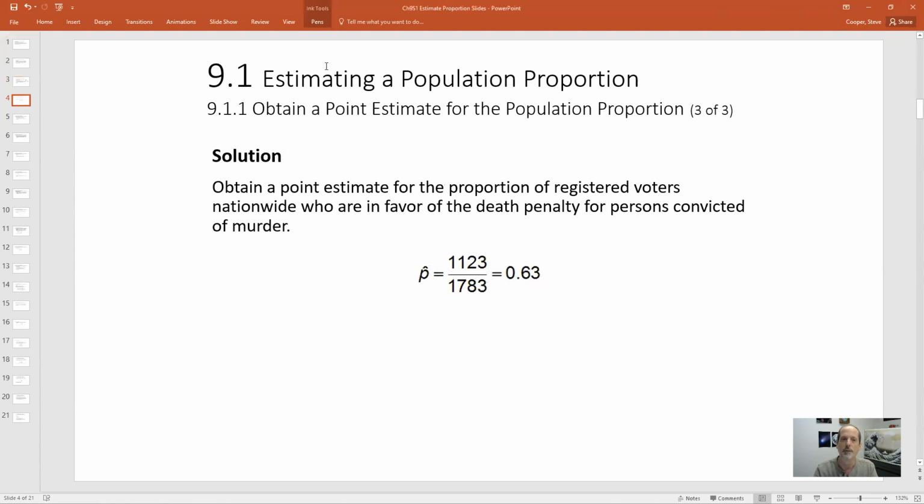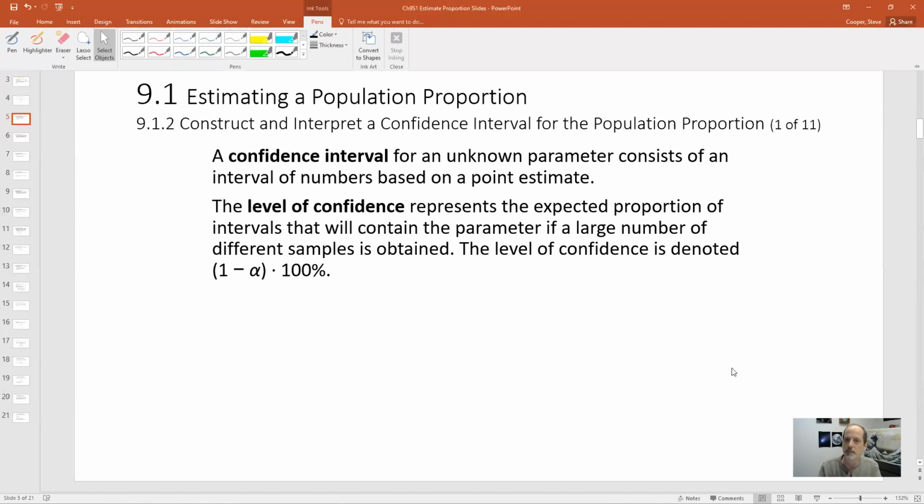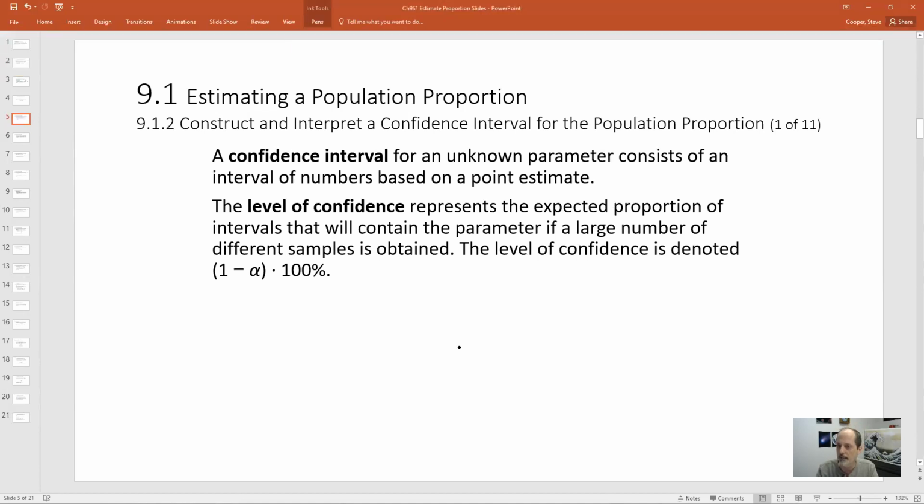Okay, so what we do with that now is create that confidence interval I was talking about. The confidence interval is somewhere between a lower limit subtracted from our p hat and an upper limit added to our p hat, and that's what we call the margin of error. But remember I said we wanted to be 95% certain or 99% certain. That's the level of confidence, and it all depends on alpha. We call it 1 minus alpha, times 100%.